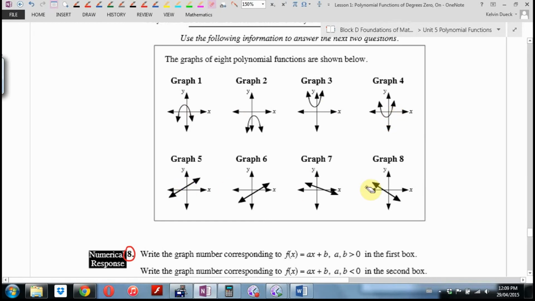Lines. Okay. Graph the number corresponding to, and they're going to give me a generic pattern. First of all, look at the x, Alyssa. Squared or not? Sorry, nice and loud. So it's one of these. Okay, now, here's what they said. A and B are bigger than 0. That's a fancy way of saying they're both positive.